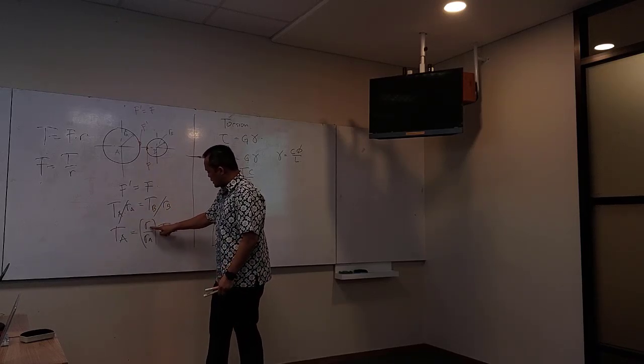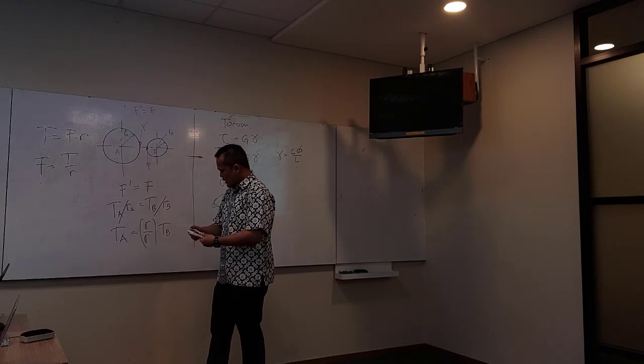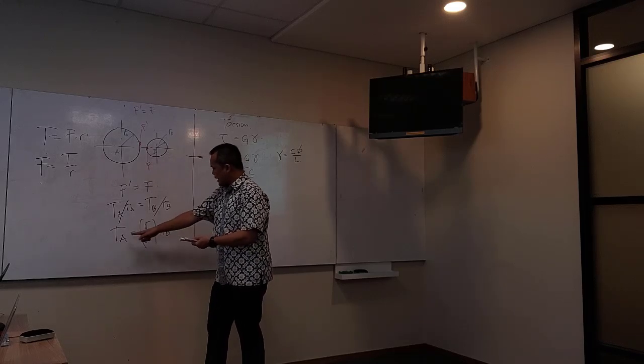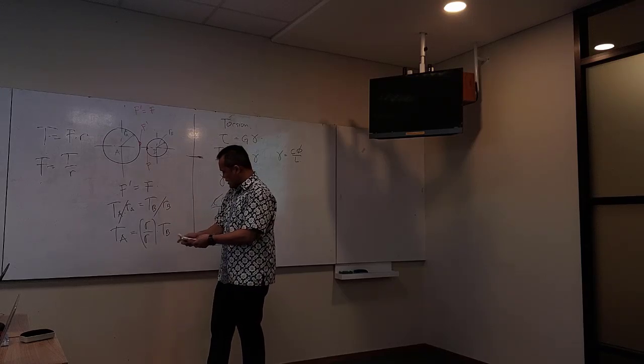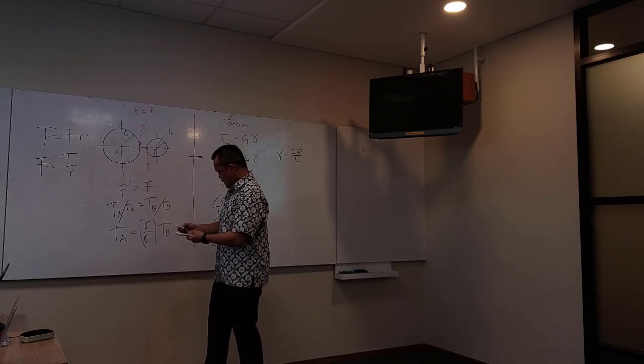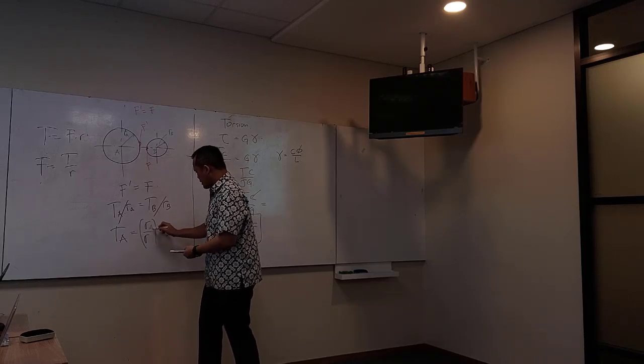Therefore, it will be twisted. This is R. TA equals RA over RB times TB. Thank you. This is RA, RB.